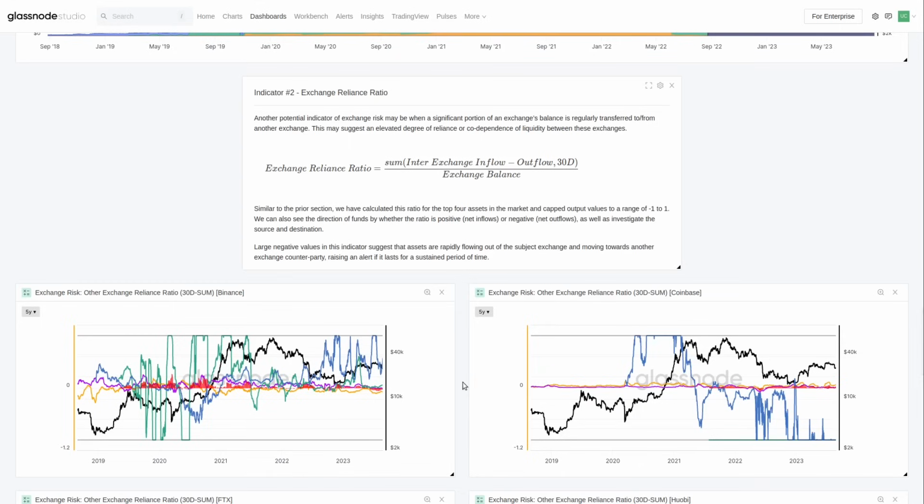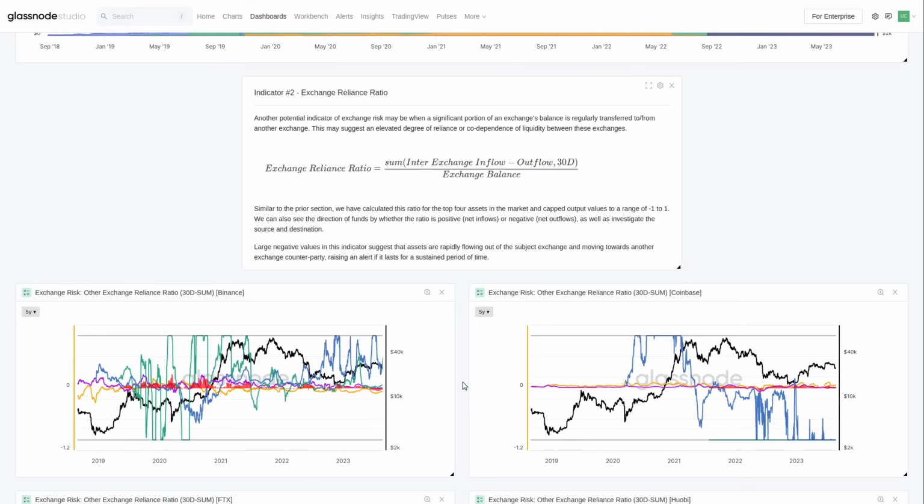Now, the second one we're going to be looking at is the exchange reliance ratio. And the concept here is funds. We saw that inter-exchange flow. Well, let's say you're a very large exchange and someone deposits 1,000 Bitcoin and you've got 1 million Bitcoin. Well, that 1,000 Bitcoin is kind of small relative to your balance. And if more funds flow from your exchange to somebody else's, it's all relatively small compared to your balance. Nothing to really be concerned about.